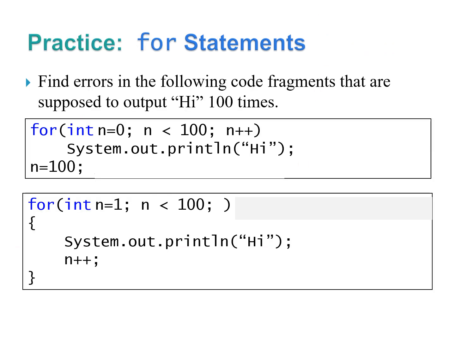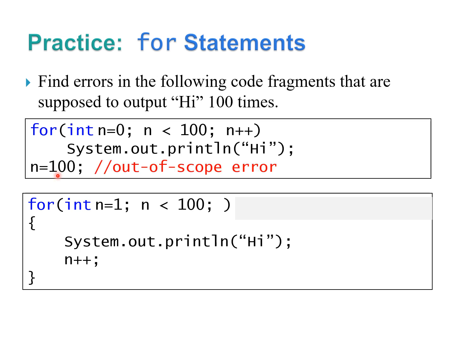Now let's do some practice with the for statement syntax. In each of the code fragments here, we want to write a for loop that outputs the word hi 100 times. But some of them may have errors, and you need to find out those errors. So what is the error in the first one here? All right, so note that in the first one here, we declare the control variable n inside the for loop. And so we didn't declare any other variable n in the program. And so here we have the statement n equal 100, which is outside of this for loop. So what is the error that we can get here? It's an out of scope error.